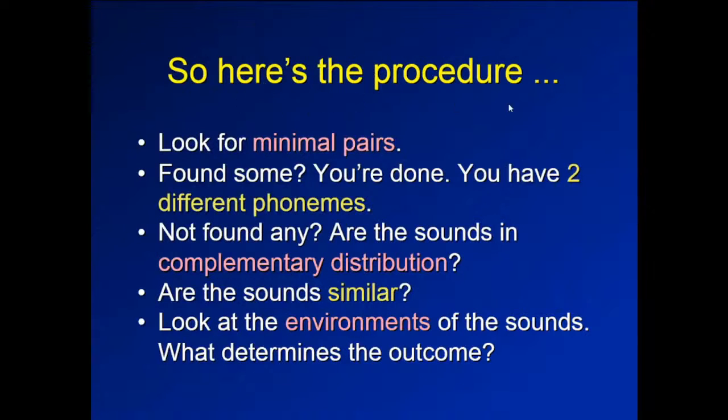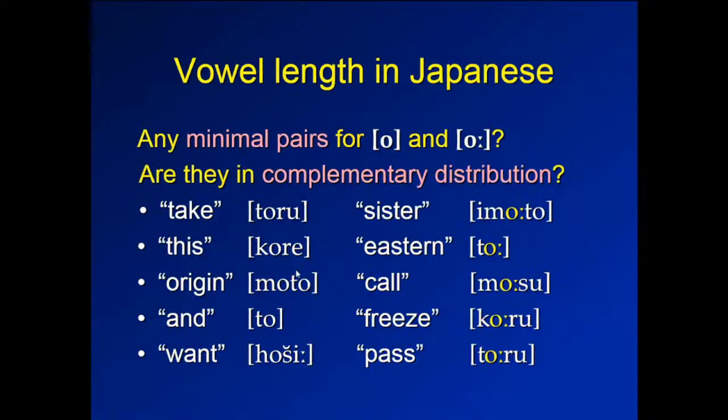In general, this is the procedure that we have to follow. Number one, we have to look for minimal pairs. If we find some, it's done. We have got the answer. You have two different phonemes. Not found: if you don't have any minimal pair, then we can ask this question: are the sounds in complementary distribution? Are the sounds similar? Look at the environment of the sounds. What determines the outcome?